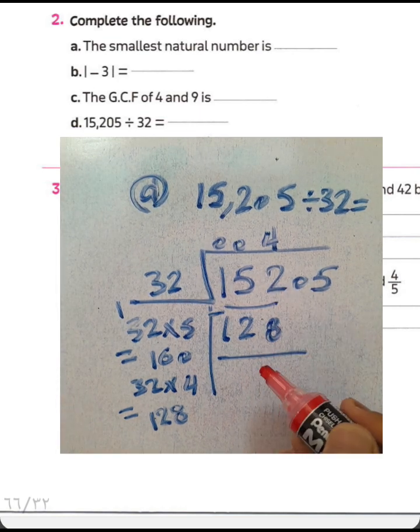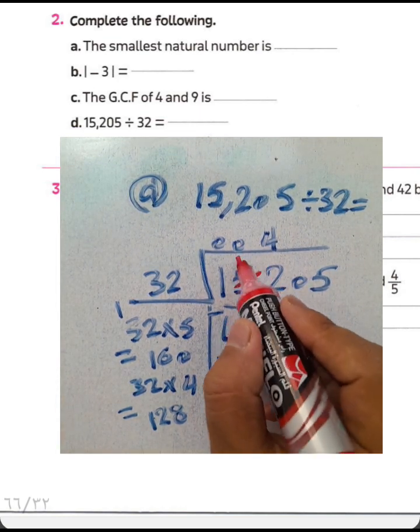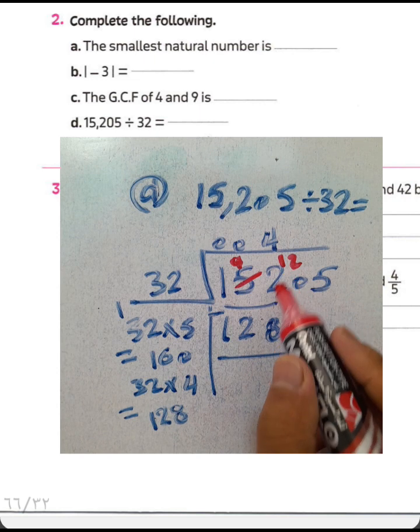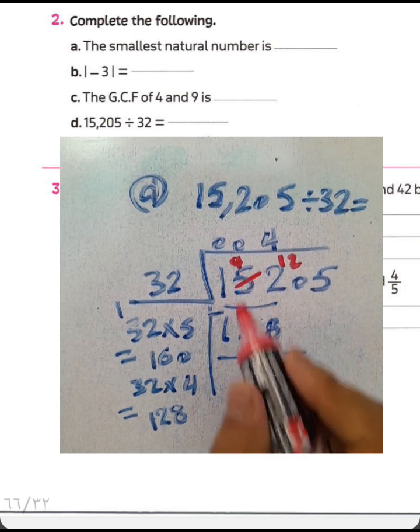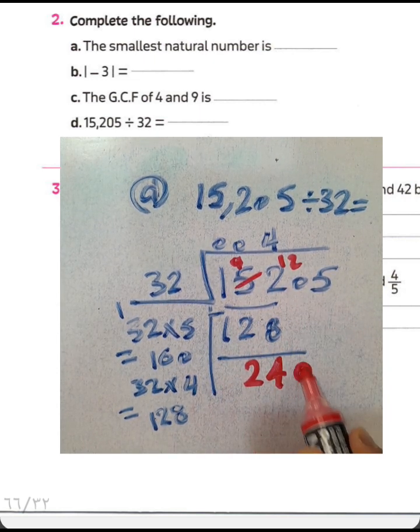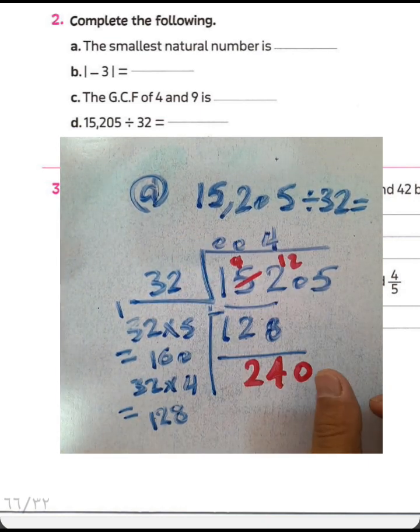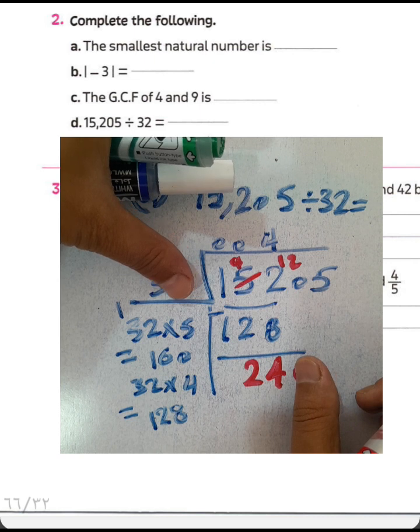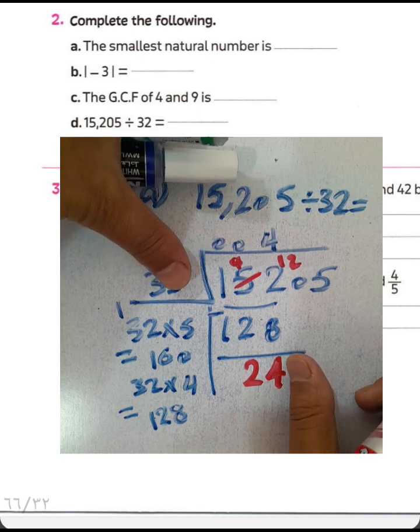128. 2 minus 8, we can't do it. Borrow 1 from 5, it will be 4, and this number becomes 12. 12 minus 8 equals 4. 4 minus 2 equals 2, and then drop 0 here. 240 divided by 32. Divide one digit by one digit here. And then 24 divided by 32 equals 8.